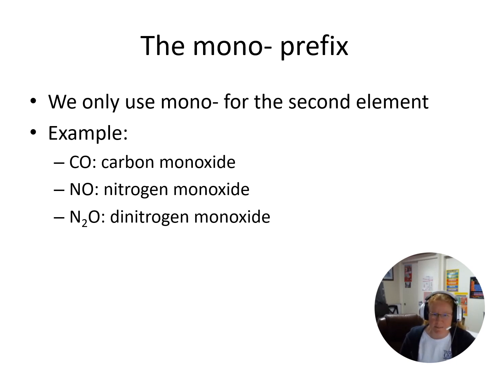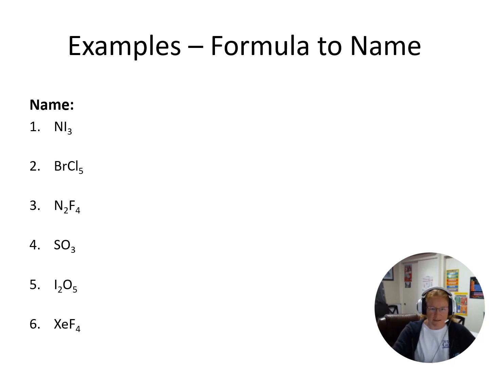So here's some examples. If I have 1 carbon and 1 oxygen, it's just carbon monoxide. If I have 1 nitrogen and 1 oxygen, it's nitrogen monoxide. But if I have, say, 2 nitrogens and 1 oxygen, now I have more than one of my first element, so I do need to use the prefix, and that's where I get dinitrogen monoxide from. So let's try some.